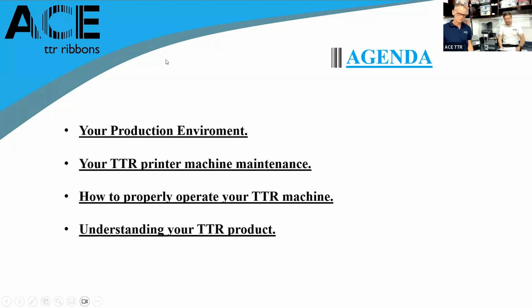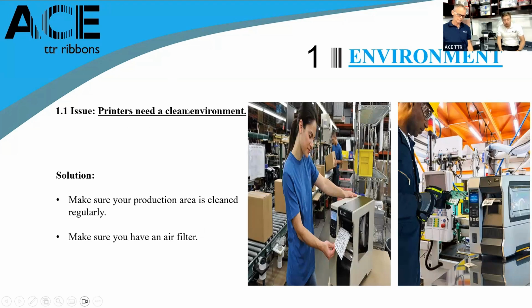Let's get started. So the first group of issues, as I mentioned just now, would be the production environment related issues. And of course, any kind of printer, especially TTR, needs a clean production environment. TTR is used in many industries, and generally the cleaner the production environment is, the better print results and the longer lifespan of expensive print heads you're going to get.